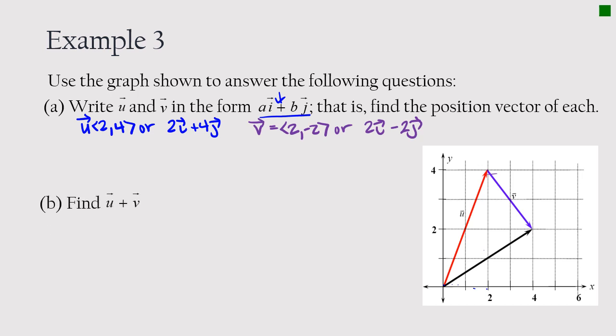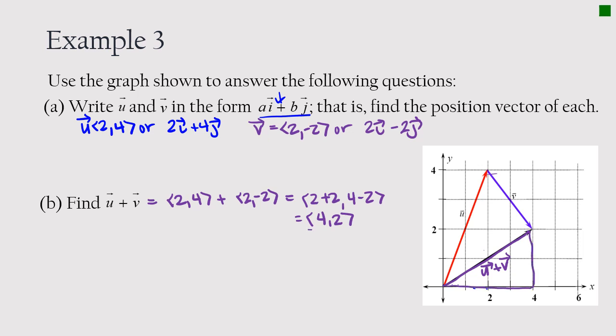So if I had to add these two together, first, let me just show you, if you didn't have the visuals of this, that literally would just be adding these two components together. So that would be 2 plus 2, 4 minus 2, which gives us 4, 2. We can also double check that based on the picture. So this line right here is U plus V, and you can see it goes over 4 and up 2, which is exactly what we got for the component vector.